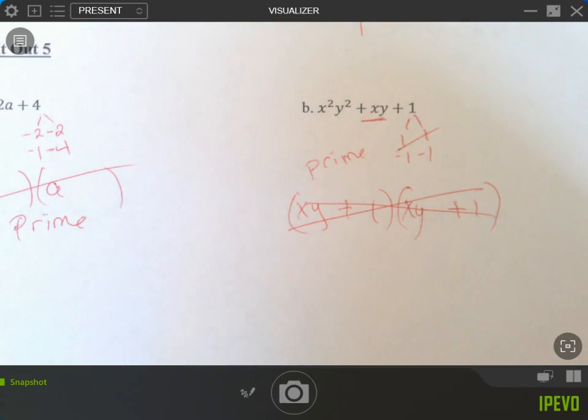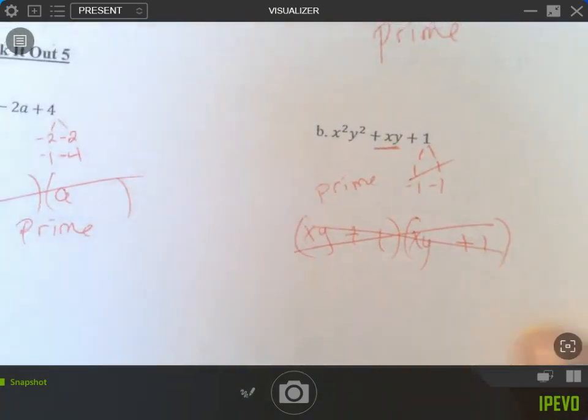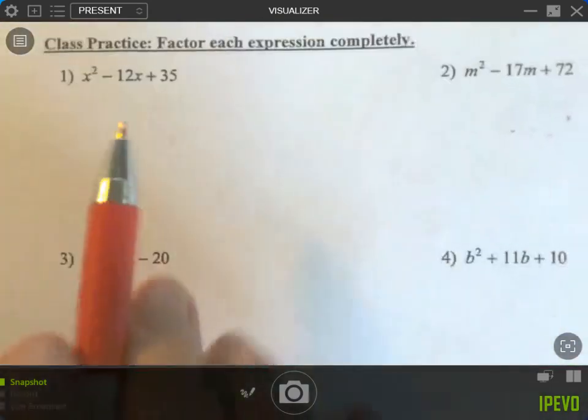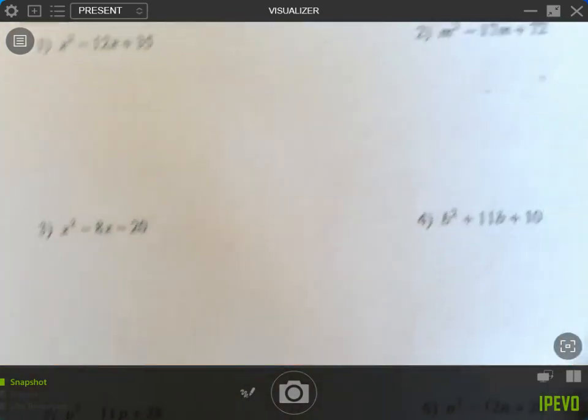Okay, the next thing we'll be working on is a mix of these on the back. And so you'll see that the signs are mixed up and you have to pay attention to that.